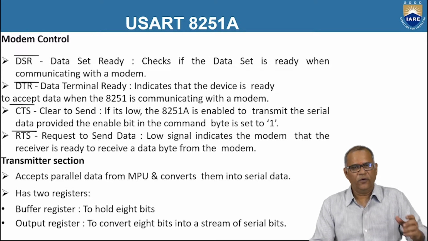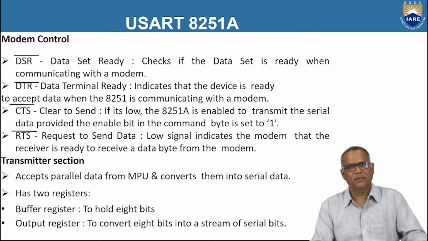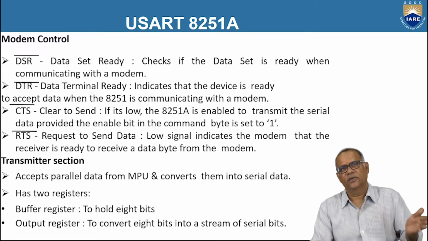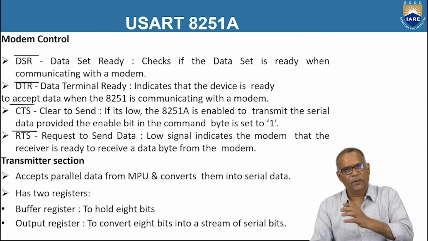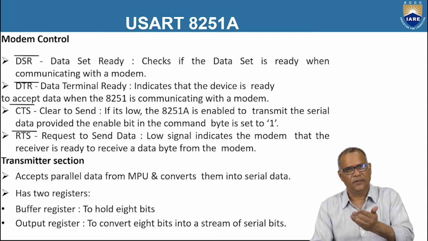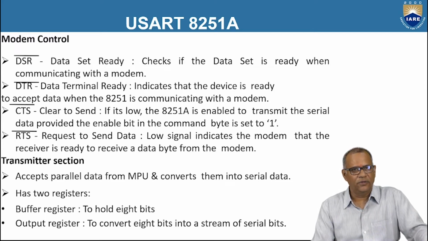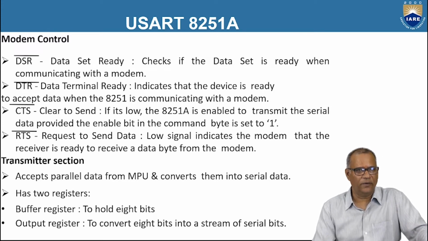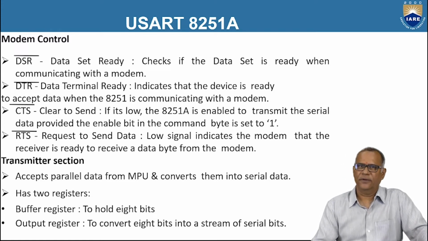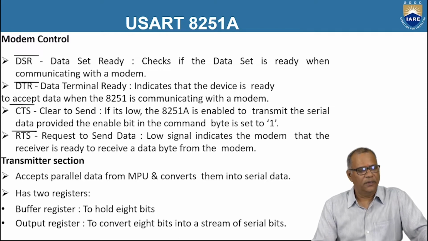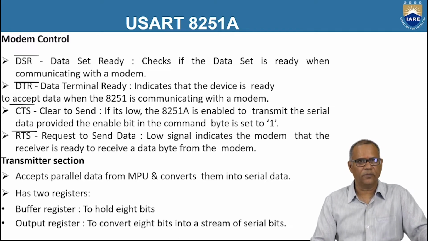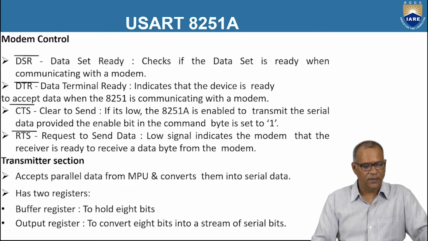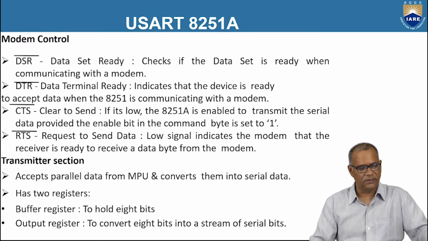Then when 8251A is ready for transmission, it sends the signal RTS, request to send data, to the modem. And when the modem is ready to send the data, that means when it is ready for transmission, it sends the green flag using the CTS signal, clear to send. So when the modem sends the CTS signal to the 8251A, then actual transmission starts. So DSR bar, DTR bar, CTS, and RTS, these are all the modem control signals.